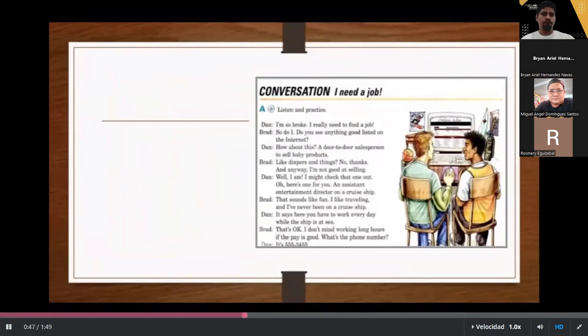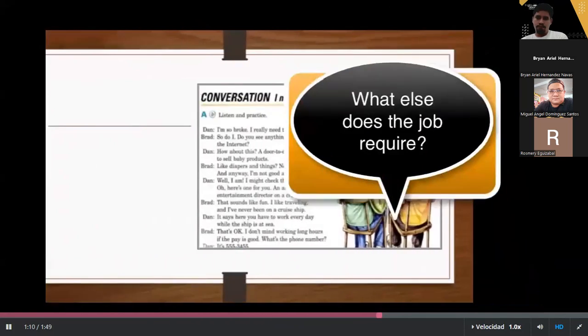Oh, here's one for you. An assistant entertainment director on a cruise ship. That sounds like fun. I like traveling, and I've never been on a cruise ship. It says here you have to work every day while the ship is at sea. That's okay. I don't mind working long hours if the pay is good. What's the phone number? It's 555-3455.